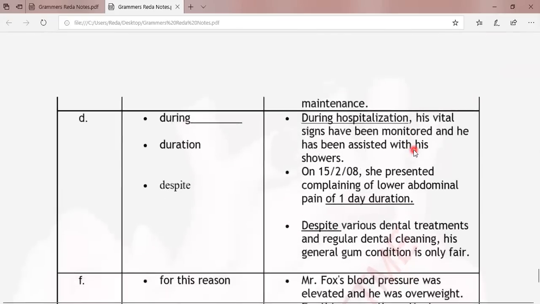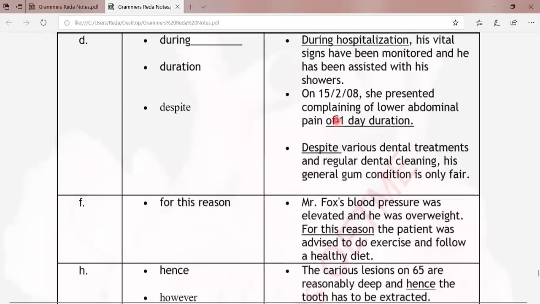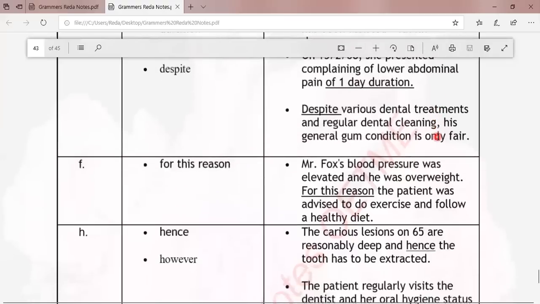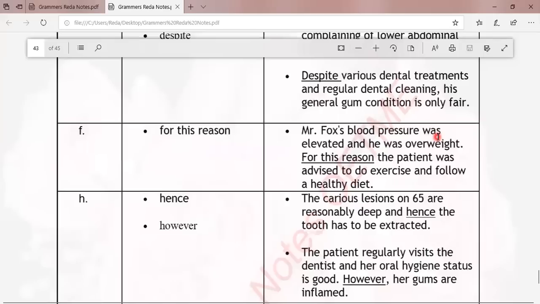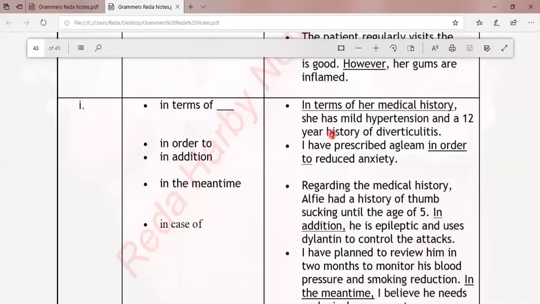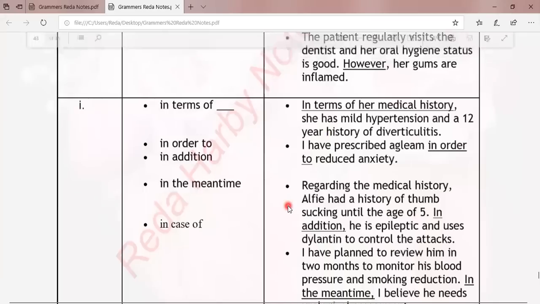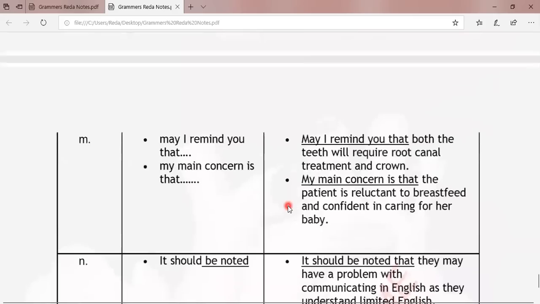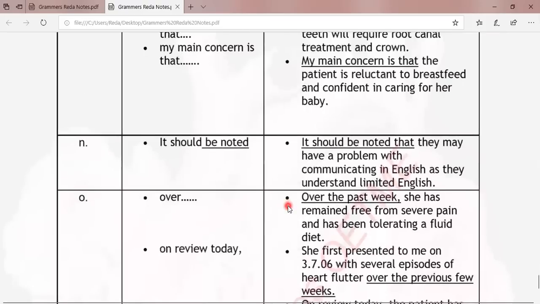During, despite, on, she presented complaining of. She presented complaining of, that is a participle phrase meaning complaining of. In terms of her medical history, in terms of, in the meantime, regarding the medical history, in addition to, in the meantime, at the same time, in addition, in order to, in case of. So please be variable in writing. Don't write very silly, short, basic sentences.